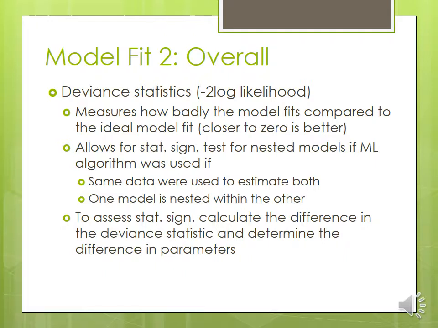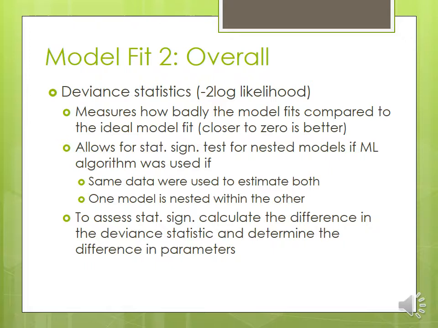So beyond the individual predictors and random effects, we also want to look at overall model fit. The standard overall model fit indicator is the deviance statistic, also called the -2 log likelihood, because you take the likelihood, then take the logarithm and multiply it by -2. So that's literally what this means. And it measures how badly the model fits compared to the ideal model. So the closer to zero is better. Smaller deviance from ideal fit is what you want to see. And it allows for a statistical significance test for nested models if the ML algorithm was used, and I will show you how to do this shortly.